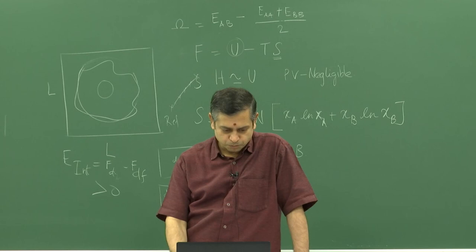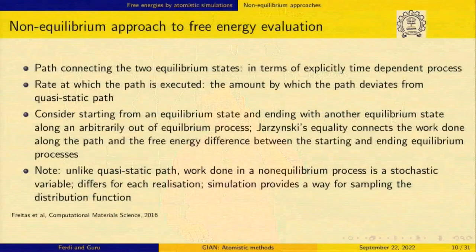In the non-equilibrium approach, we decided that, okay, we will not do this equilibration, right? I will explicitly take a non-equilibrium path, or I will deviate from my quasi-static path.